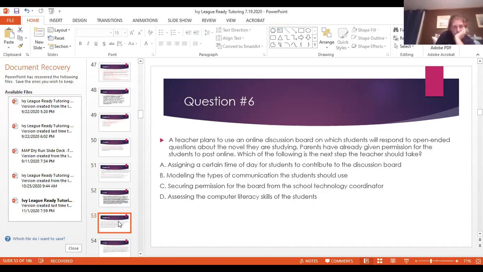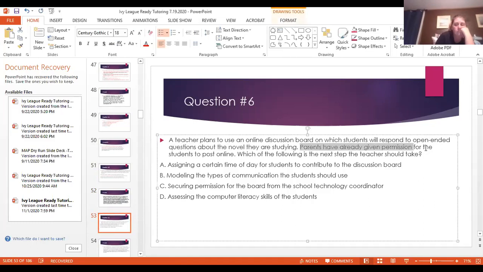All right, so a teacher plans to use an online discussion board on which students will respond to open-ended questions about the novel they are studying. Parents have already given permission for the students to post online. Which of the following is the next step the teacher should take? So parents have already given permission for the students to post online. So what would be the next step the teacher should take? So we talked about this a little bit earlier. What do we think?